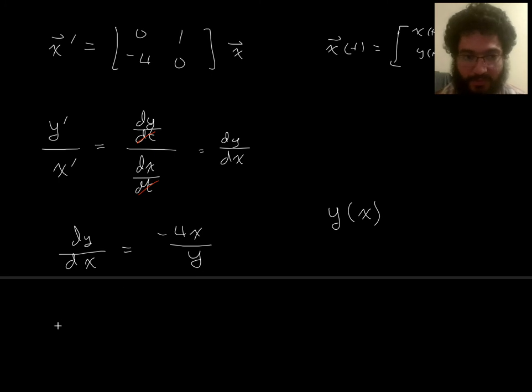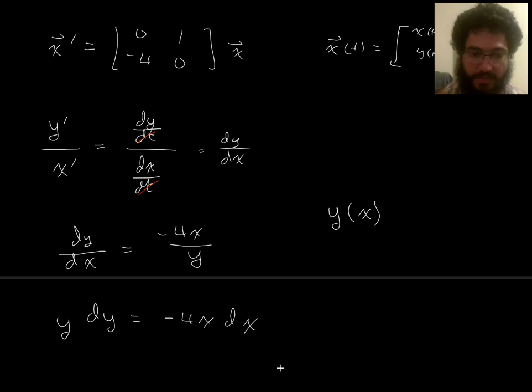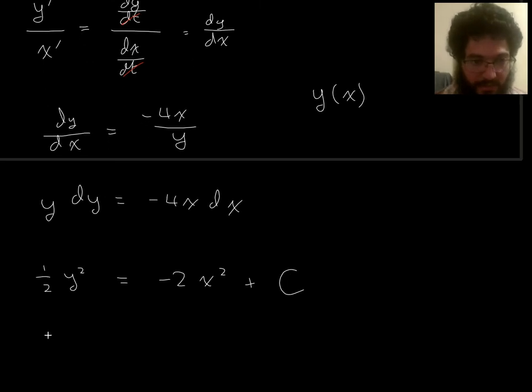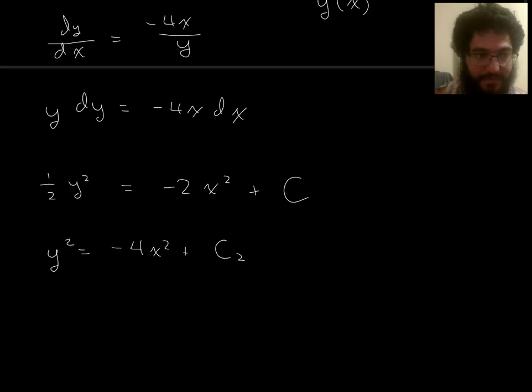Okay, well this is separable, right? Just do this. And there, it's separated. Now, integrate. And let's see, let me try to solve for y as a function of x. So I get y squared is negative 4x squared plus, let me call it c2, or d, how about?